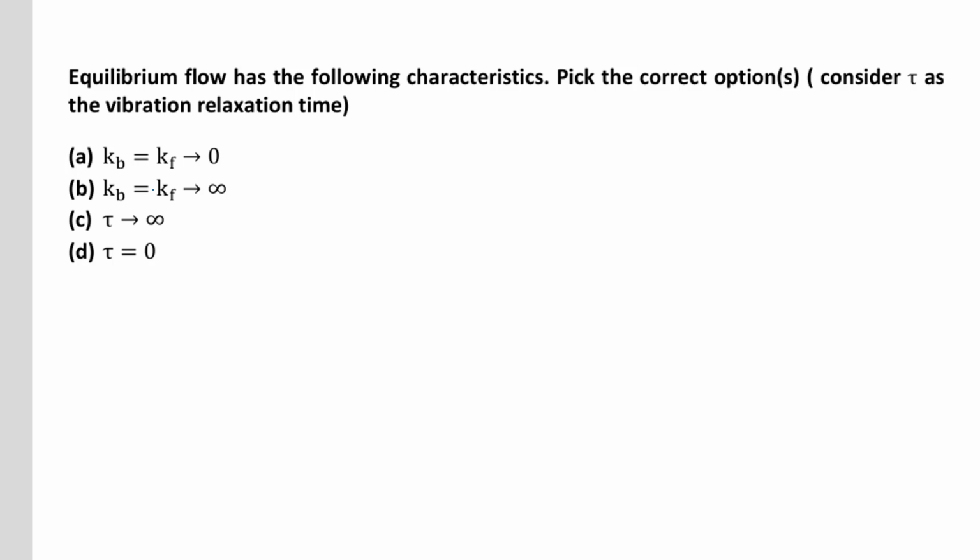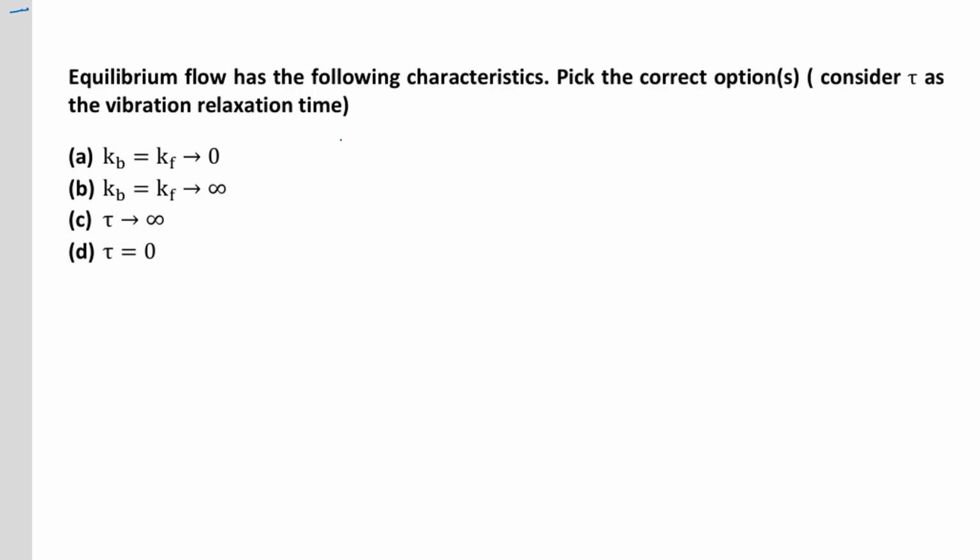Now we'll see the next problem. Equilibrium flow has the following characteristics. Pick the correct option or options. Consider tau as the vibrational relaxation time. Option A, Kv equal to Kf tends to 0. Option B, Kv equal to Kf tends to infinity. Option C, tau tends to infinity, and option D, tau equal to 0.